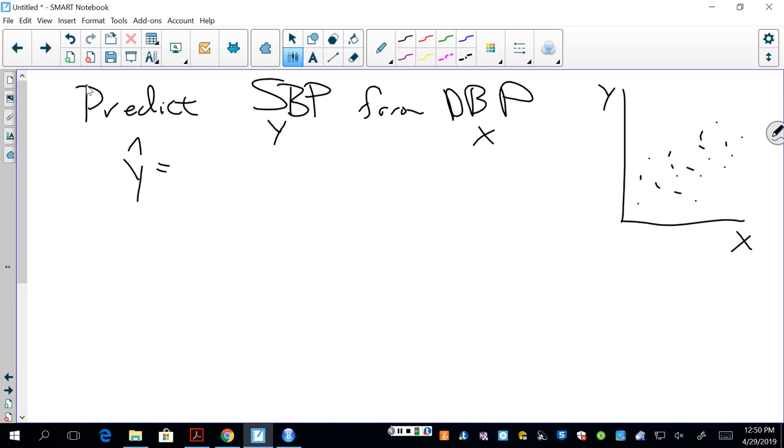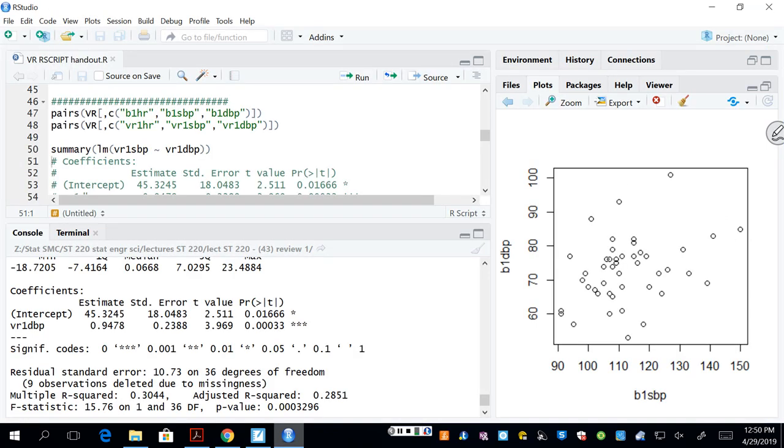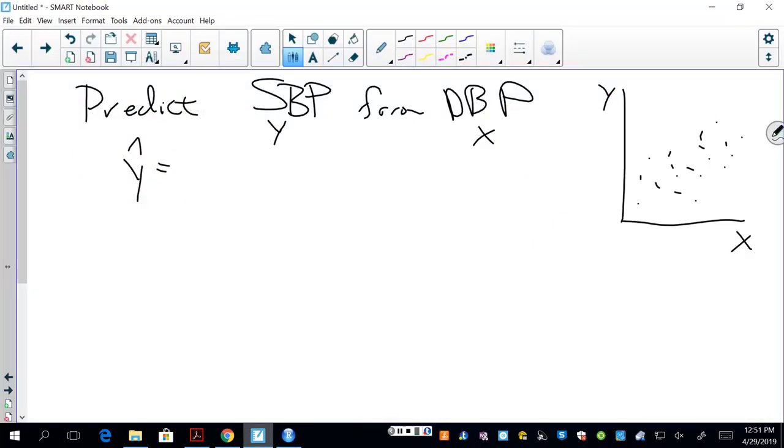So we want to write down, based on this output, what is the intercept, right? And then the second coefficient is always the slope on there. So what it would look like is 45.3245 plus 0.9478 times diastolic blood pressure.